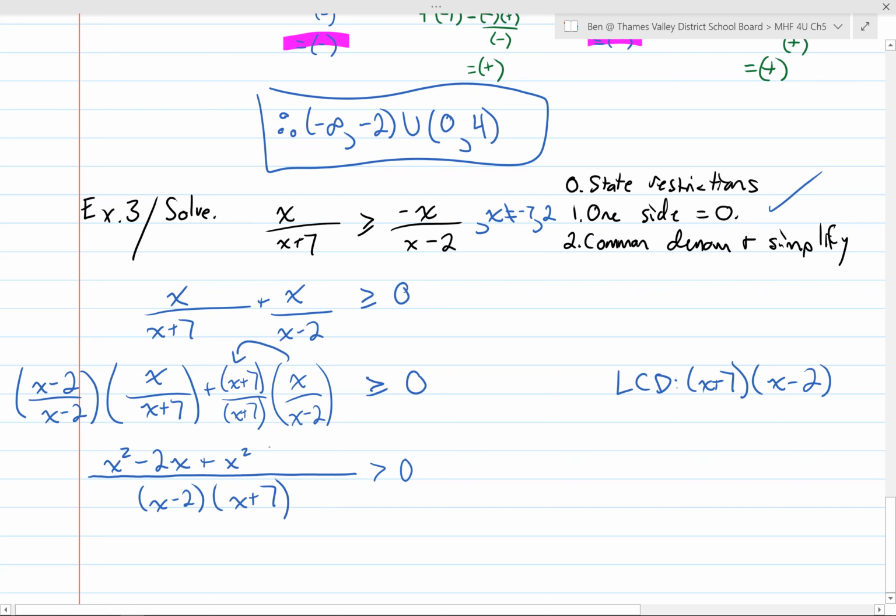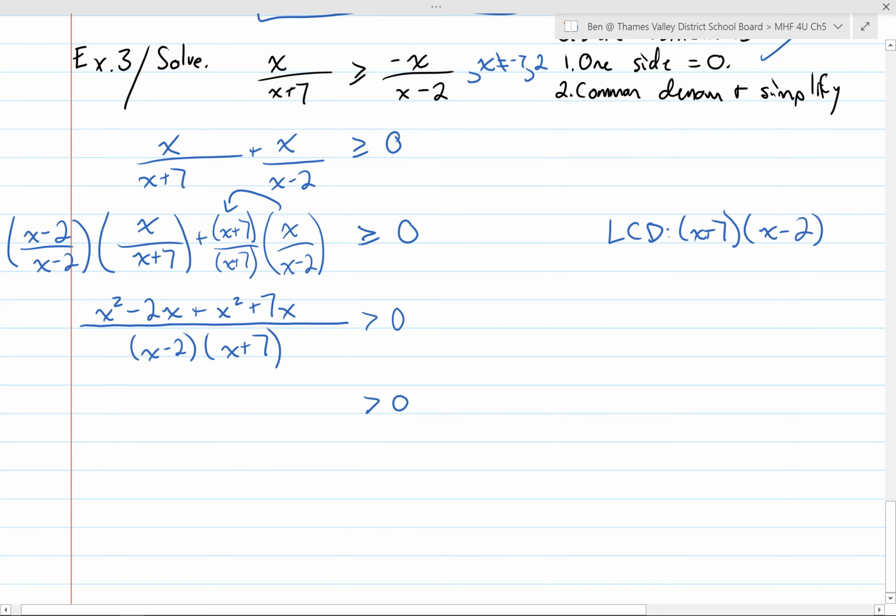X squared plus 7x. Good, and now I can simplify this. I can collect my like terms. I still need to keep track of my denominator, right? I'm not able to cancel this time like I was able to in the past. In my numerator here, I have 2x squared plus 7x minus 2x, so that's plus 5x.